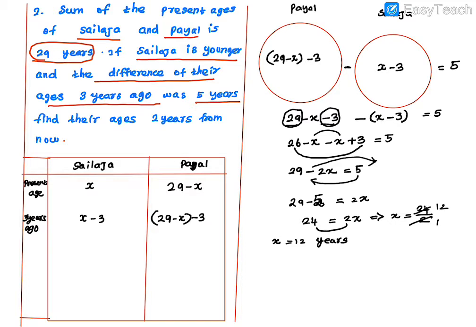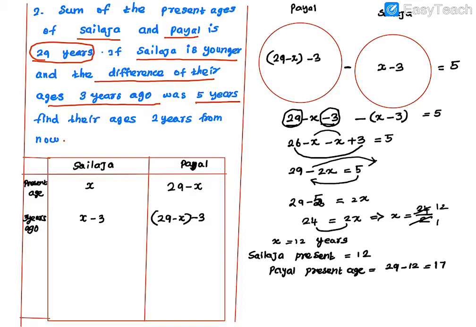So x equal to 12 years old means what will be Shailaja's present age? Shailaja's present age is given as x years, so that means 12. Next one, Payal. Payal's present age is 29 minus x, so 29 minus 12, which is equal to 17. Okay, so this is the present age, the current age.